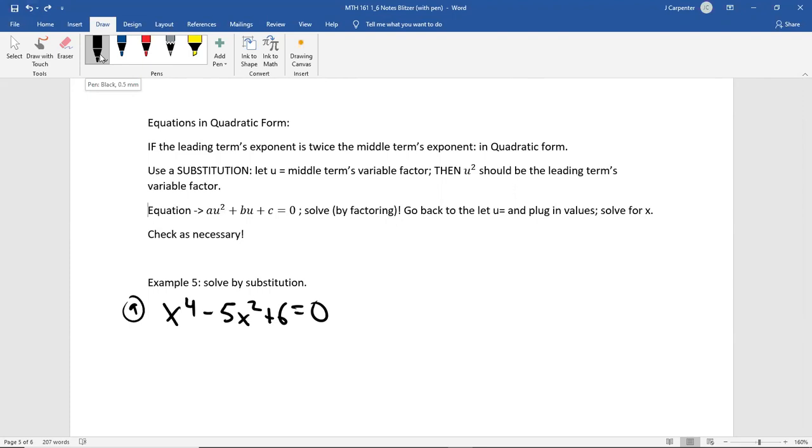All right, so what's the condition that something is in quadratic form? Because most equations are not in quadratic form. If the leading term's exponent, which in this instance is a 4, is twice the middle term's exponent, which in this case is a 2, then it is in quadratic form. Well, 4 is twice 2. 2 times 2 is 4, so it's in quadratic form.